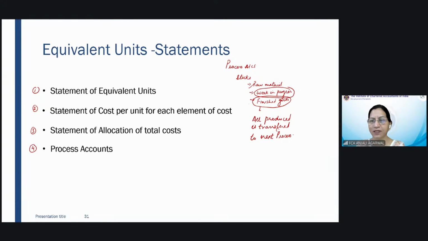But work in progress means those units which are neither raw material nor 100% complete. So they are something which is left in the middle, or they are in a process of completion. So that is called work in progress. Now, when you are doing equivalent unit statements, all the fundamentals which we have learned so far, process account, abnormal loss account, abnormal gain account, etc., all this information will be relevant. And how do we prepare the various statements: equivalent units, cost per unit, allocation, process cost accounts?